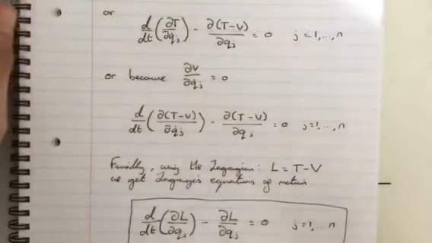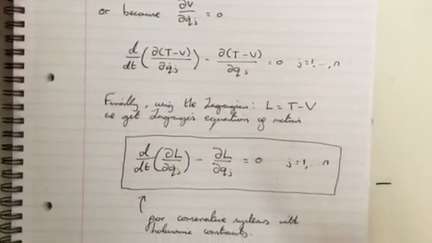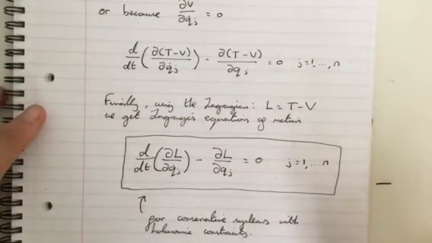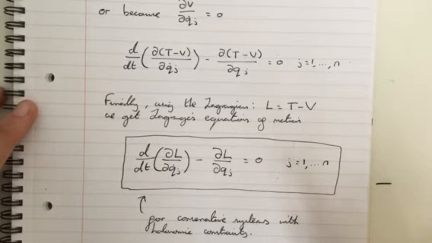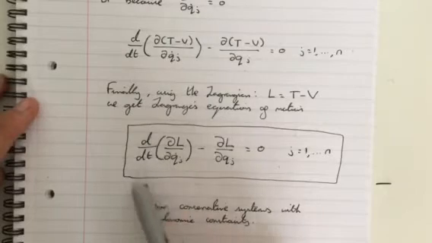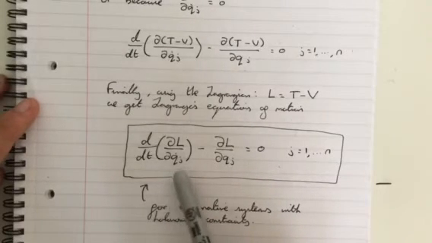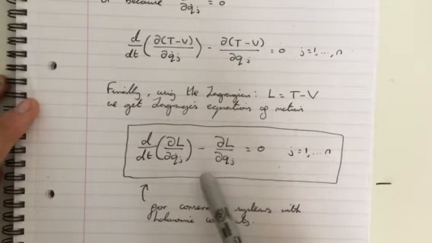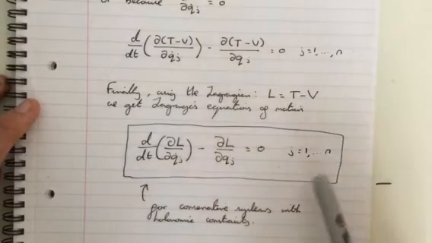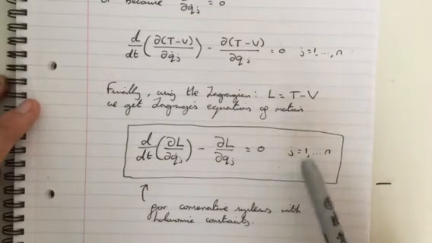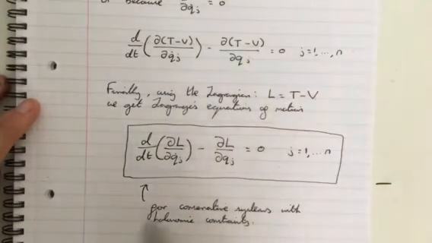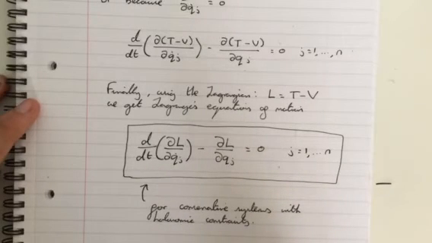So finally, using the Lagrangian L equals T minus V, we get Lagrange's equations of motion. Here they are. The rate of change of dL by dq dot j, minus dL by dqj, is 0, for particles j equals 1 to n, for conservative systems with holonomic constraints.